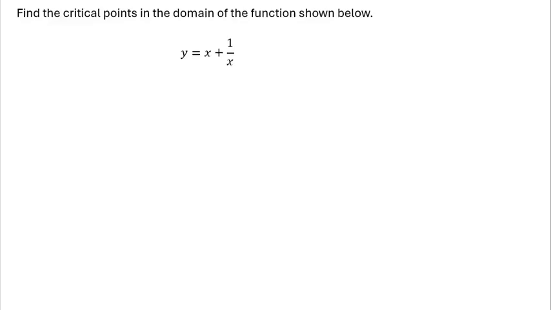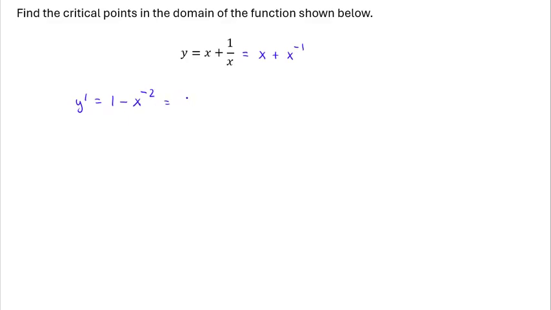In this example, we want to find the critical points of the function y equals x plus 1 over x. And we can rewrite this function as x plus x to the power -1. Let's go ahead and take the derivative of our function. So y prime is equal to the derivative of x is 1, and the derivative of x to the power -1 is going to be negative x to the power -2.